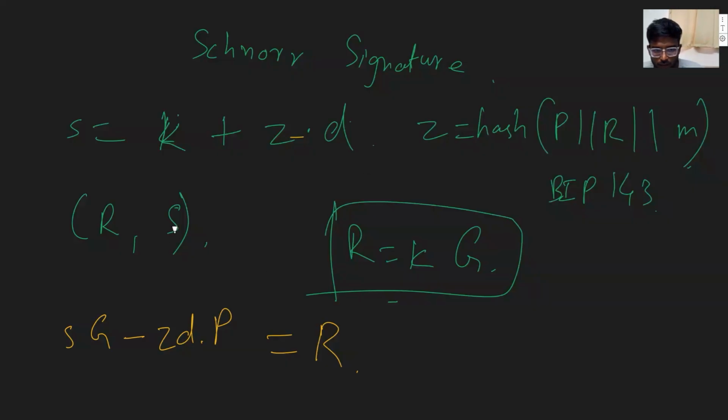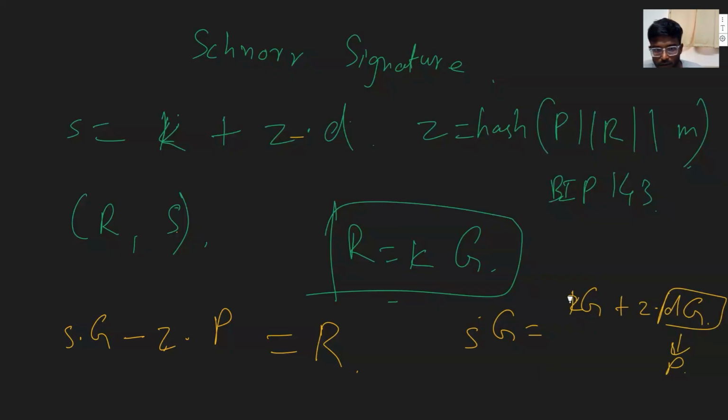So the verifier knows this. Yes, the verifier knows the z. Okay, sorry, the verifier won't verify this, the verifier will do this. The verifier will compute s into G minus z into P and check that it is equal to R. Why this verification scheme works is pretty simple. All you have to do is multiply G on both sides: k into G plus z into d into G. So d into G is nothing but this capital P.